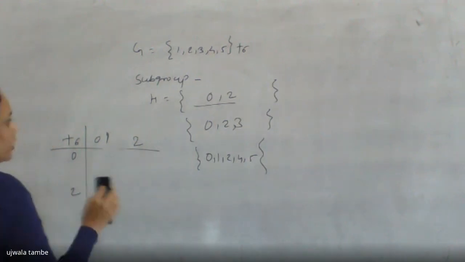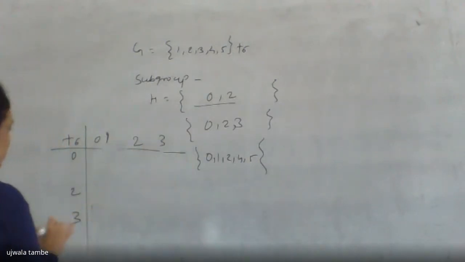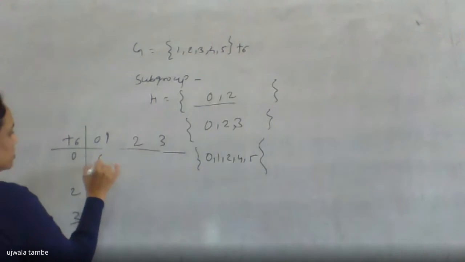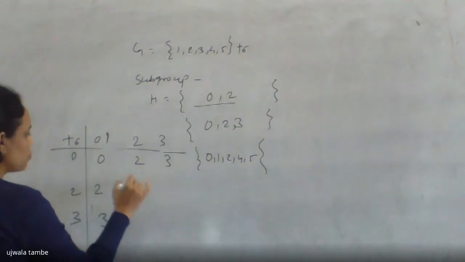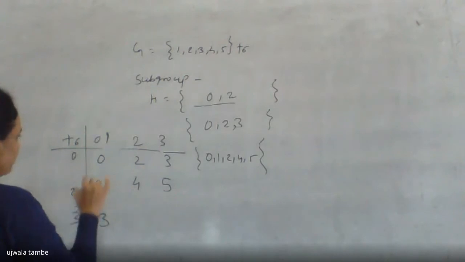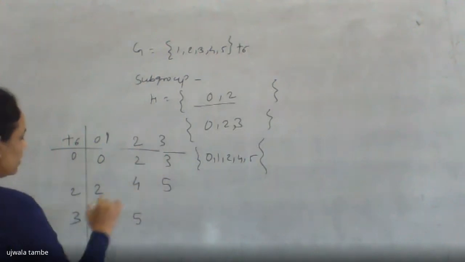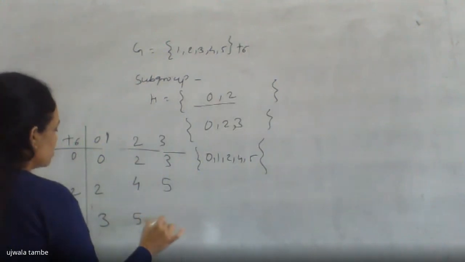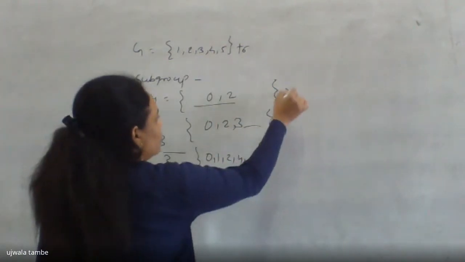Right? Then we move towards 0, 2, 3. Similarly, we have to find the remainder mod 6. So again, this is 0, 2, 3. 2 plus 0 is 2, 3 plus 0 is 3. 2 plus 2 is 4. Again, 2 plus 3 is 5. 5 mod 6 gives us 5. Then 3 plus 2 is 5, 5 mod 6 is 5, and 3 plus 3 is 9. So 9 mod 6 gives us remainder 3. Right? Again, what happened here? 4 and 5 are not present in the set. That's why this is not a subgroup.